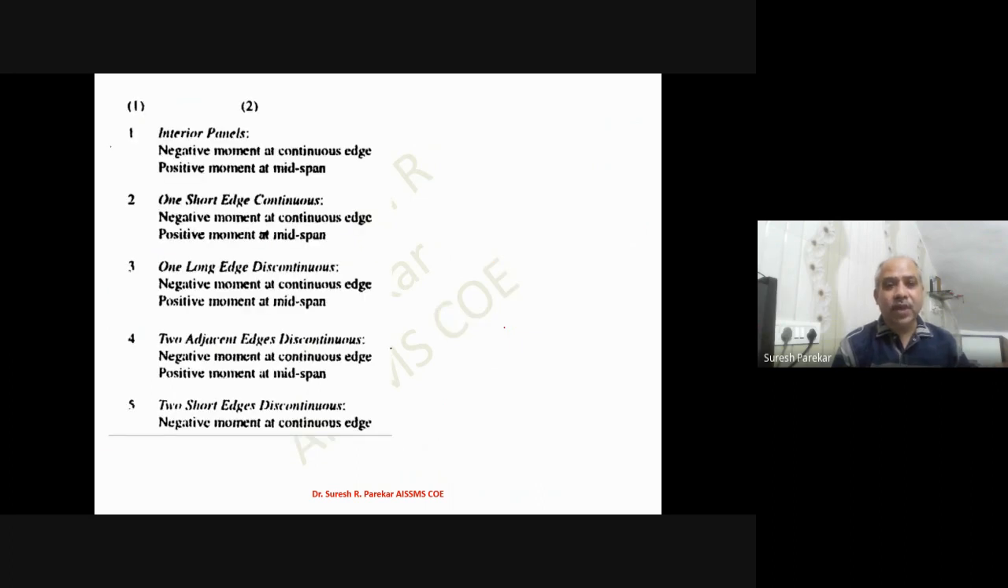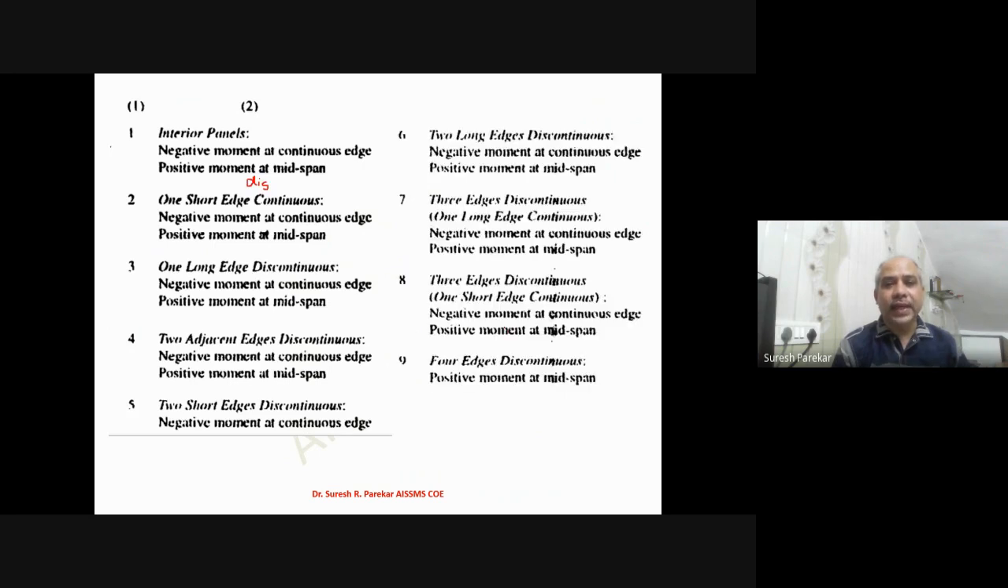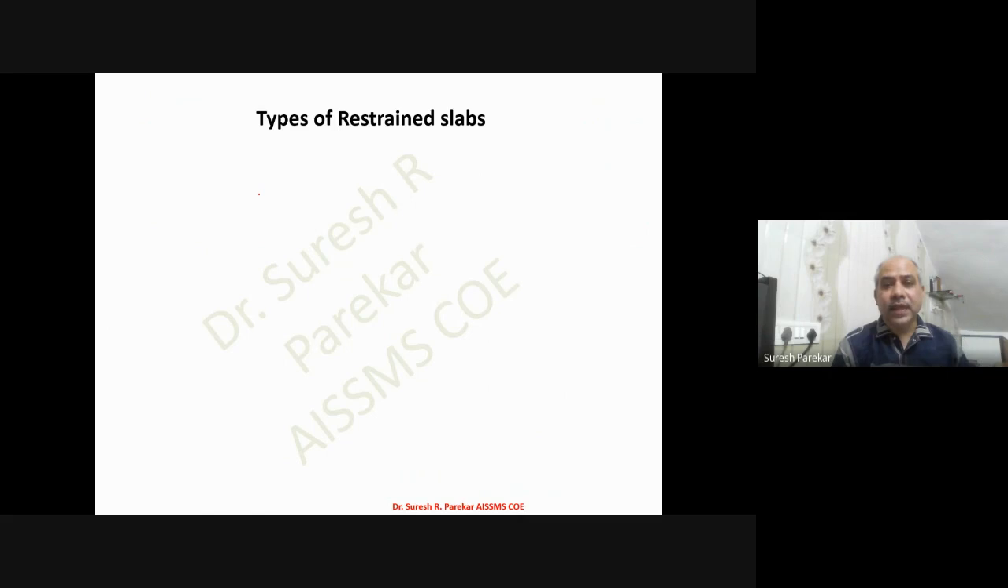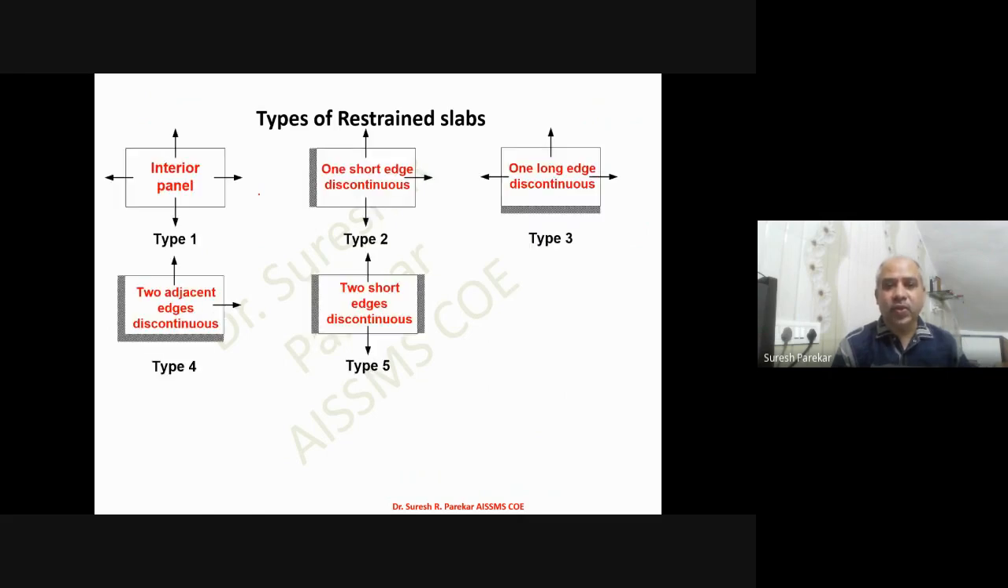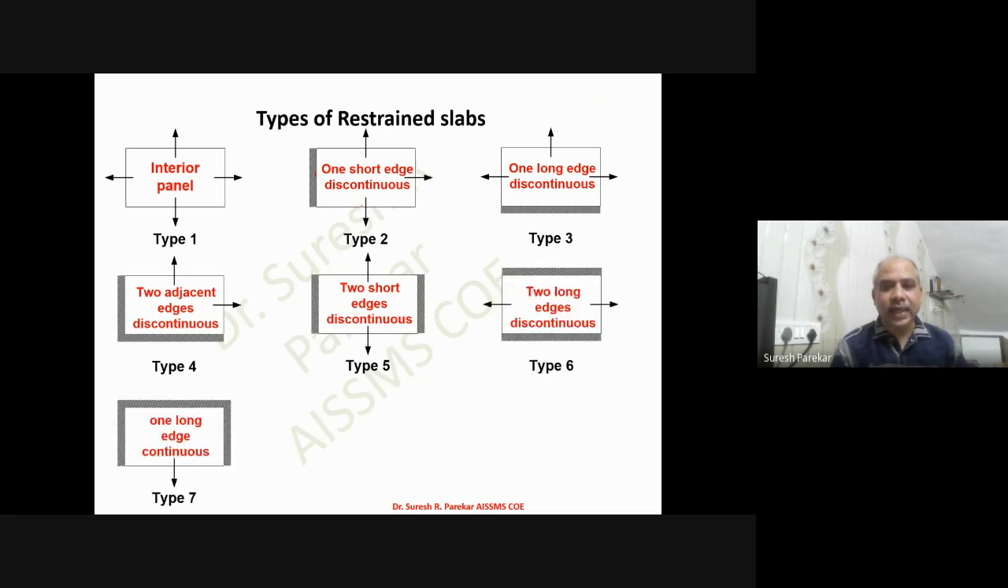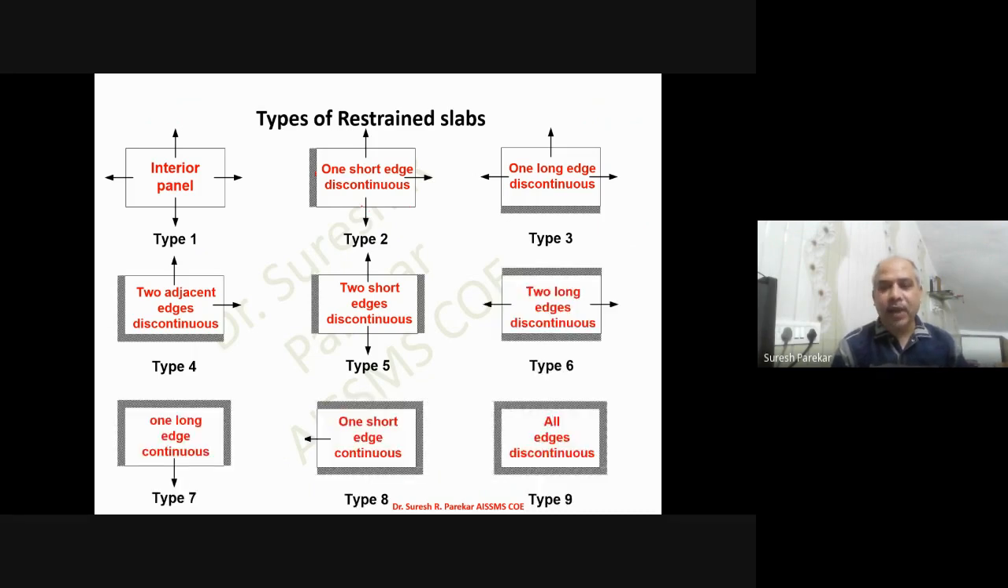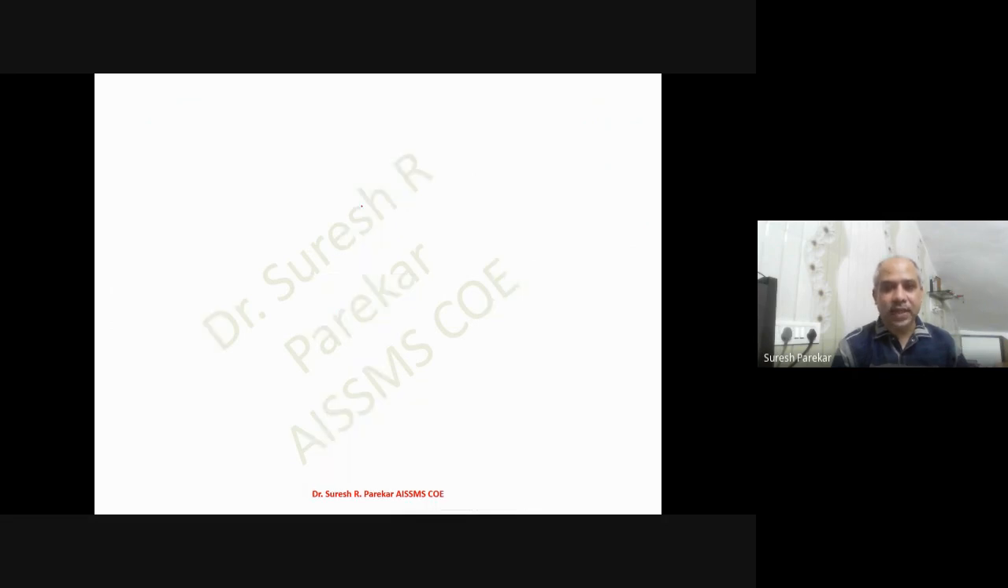Now you can see for two-way restrained slabs, we have a total of 9 conditions. In IS 456, the second condition was given as one short edge continuous, but it should be discontinuous. Then we have the types of restrained slab, which I will show you here. This portion shows discontinuity, and this shows continuous. So we have these total 9 types, and we have to design. We can have a problem from any of these types.